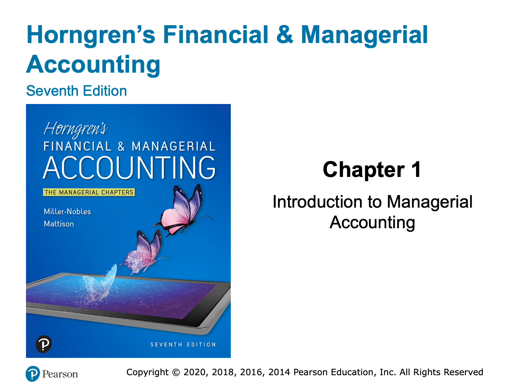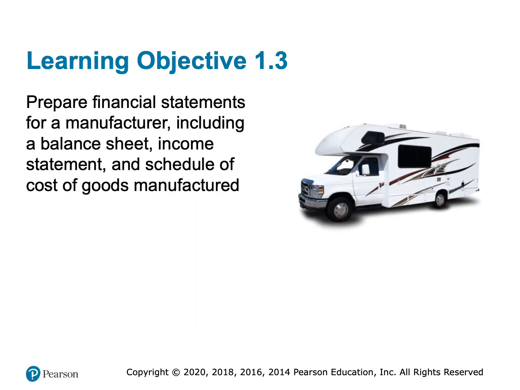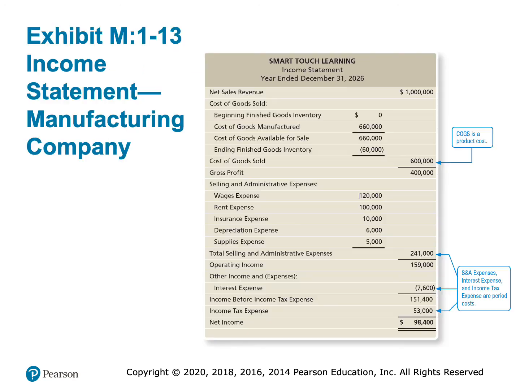So here we are in our last objective for chapter 1. We're going to look at the financial statements of a manufacturer and compare those to the financial statements we've seen for service providers and merchandisers. So first starts with the income statement.